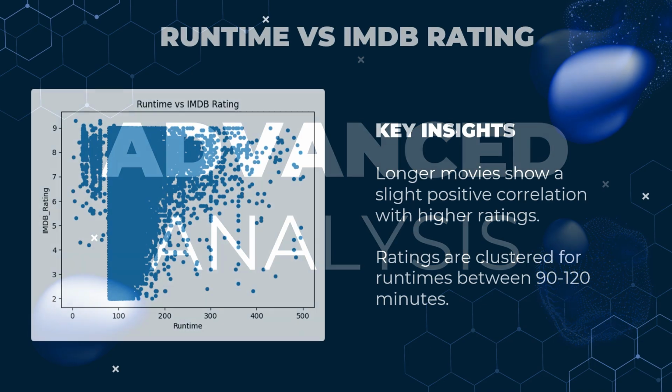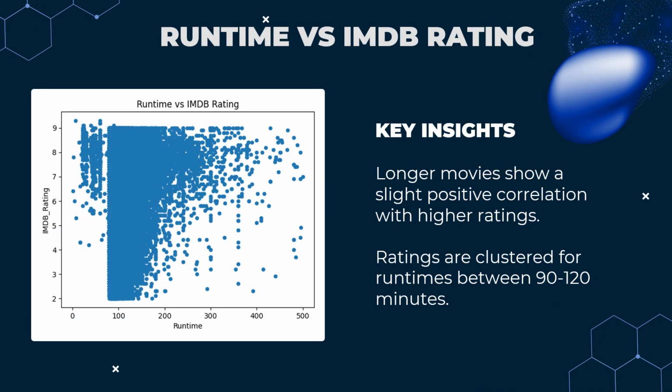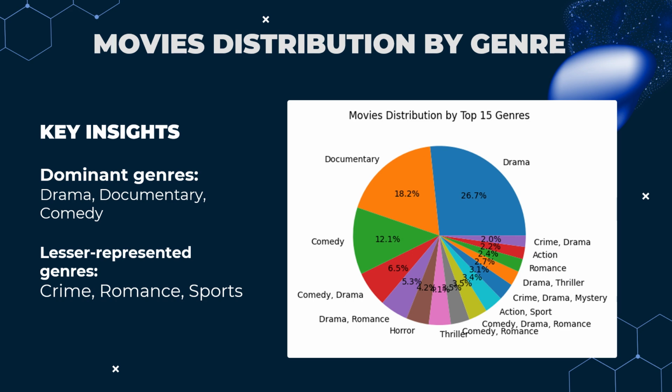Advanced analysis: runtime versus IMDb rating. Further exploration of the data identified a slight positive correlation between longer runtimes and higher ratings. Ratings are generally clustered for movies with runtimes between 90 and 120 minutes. This suggests that longer runtimes may sometimes contribute to higher ratings, although extremely short or long movies tend to elicit mixed audience reactions.